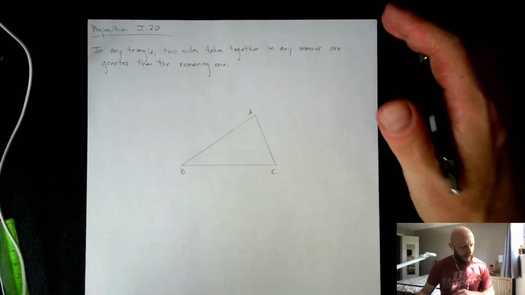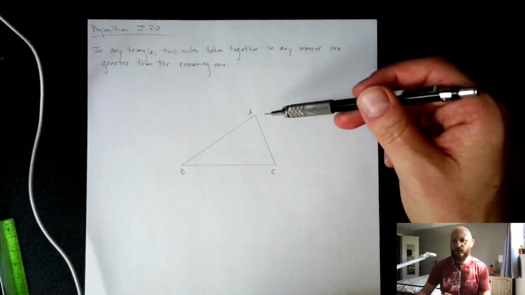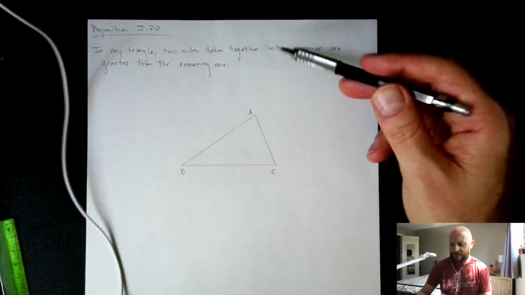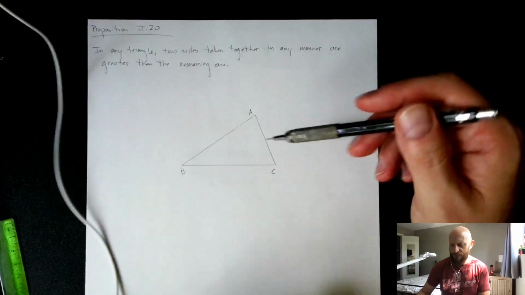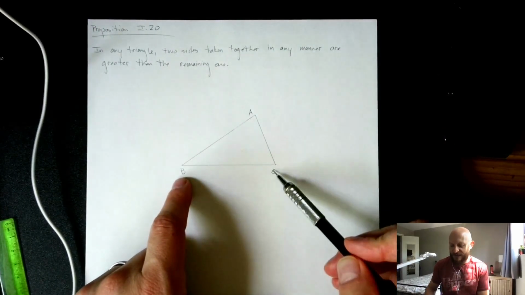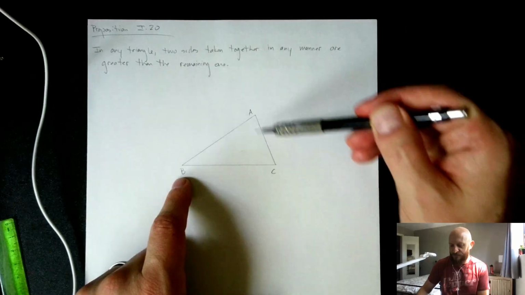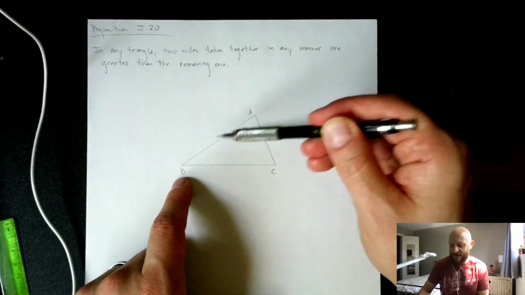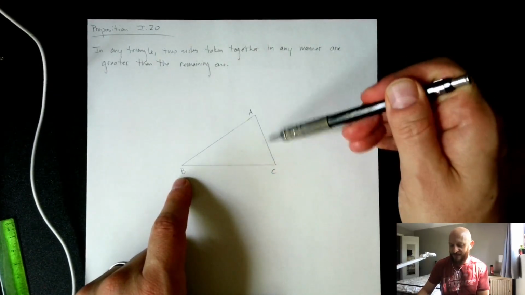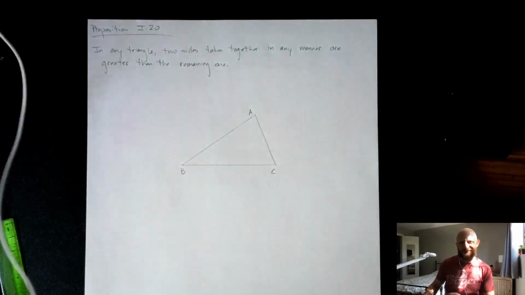Okie dokie. And just at the outset, I'll state that there really are three relationships in this statement that would need to be proved. For instance, we would need to prove that AB plus BC is longer than AC. We need to prove that BC plus AC is longer than AB. And we need to prove that AC plus AB is longer than BC.